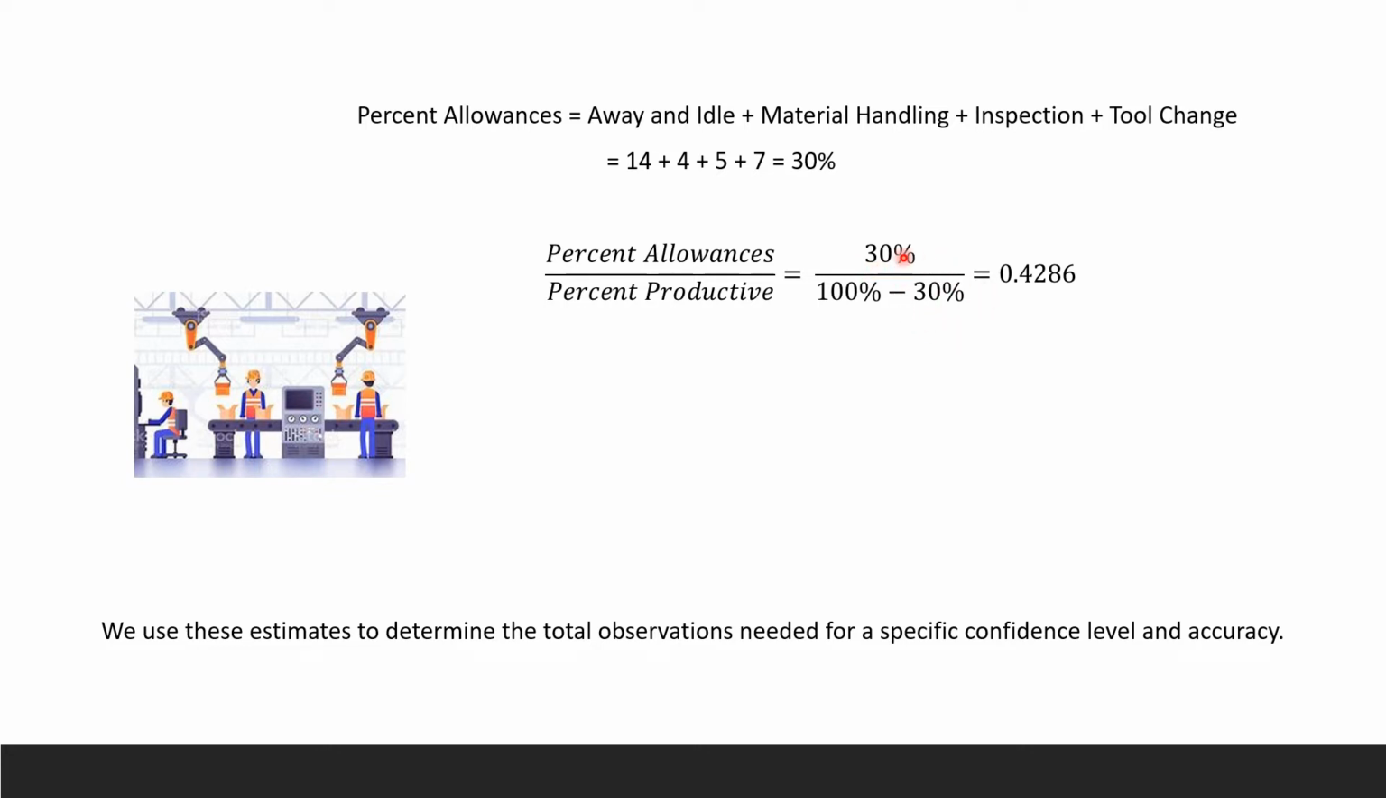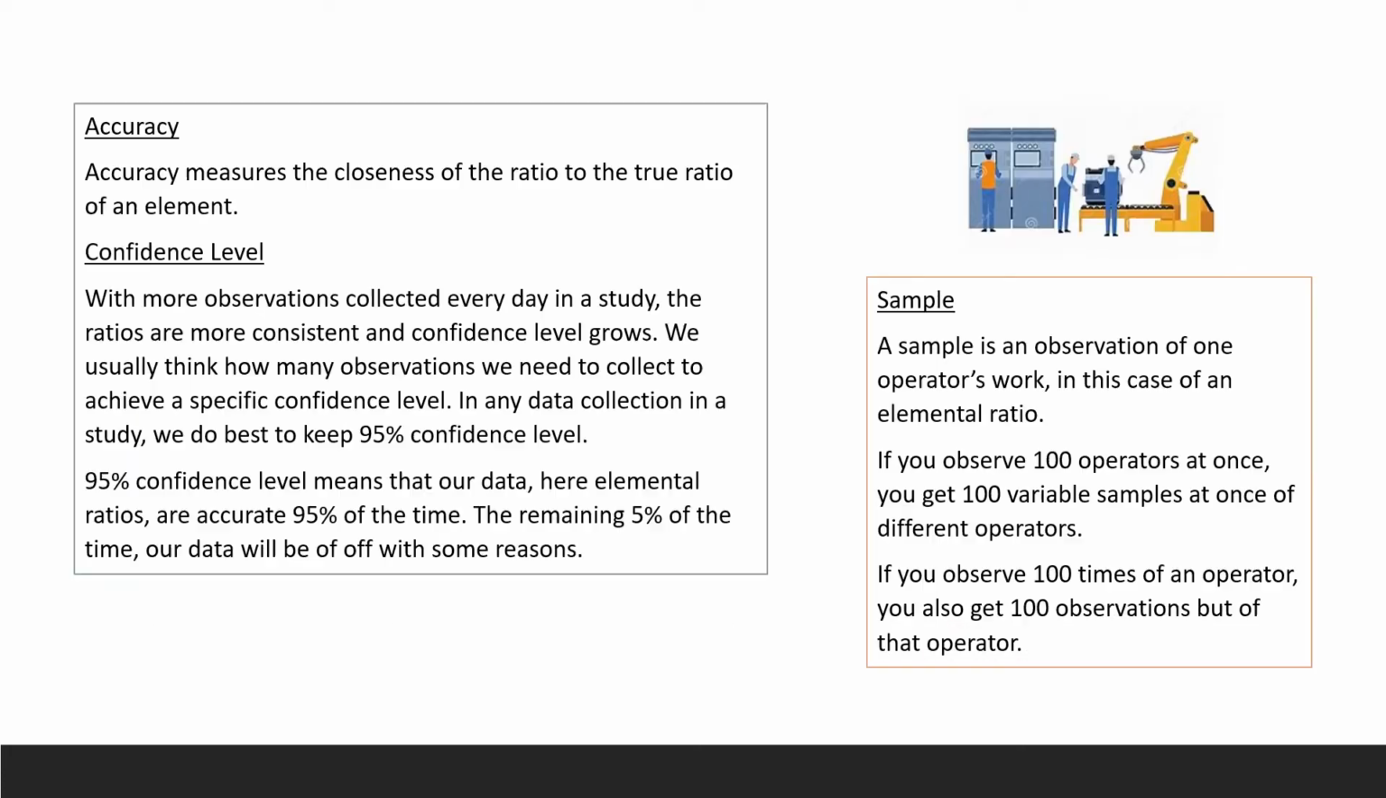Or you can also say 30% allowances divided by 100 minus 30, which is your 70% productive. It's going to give you 0.4286, and that's 42.86%. Okay, so we use these estimates to determine the total observations needed for a specific confidence level and accuracy.